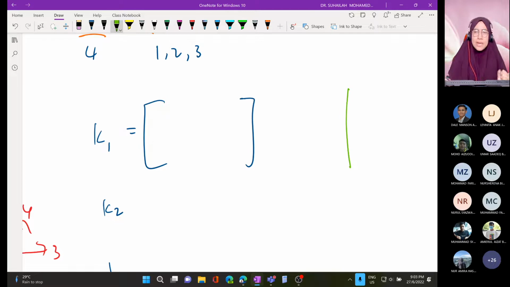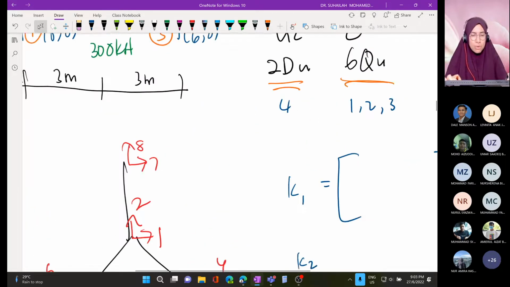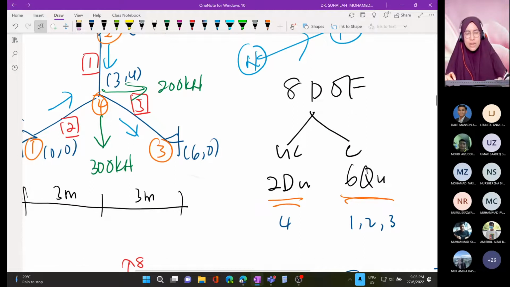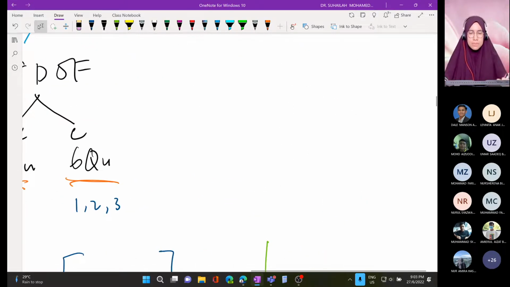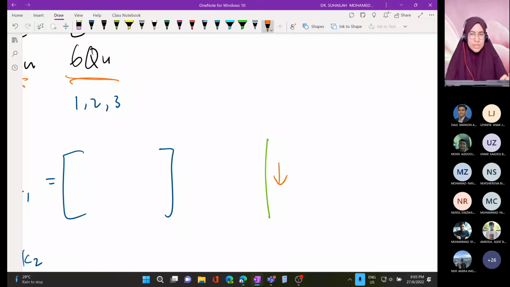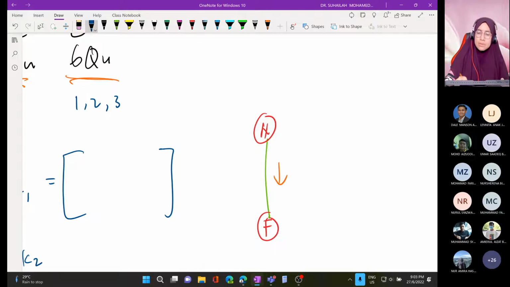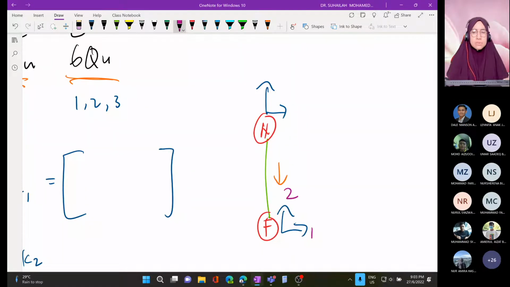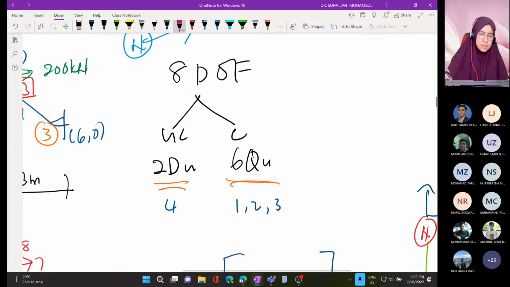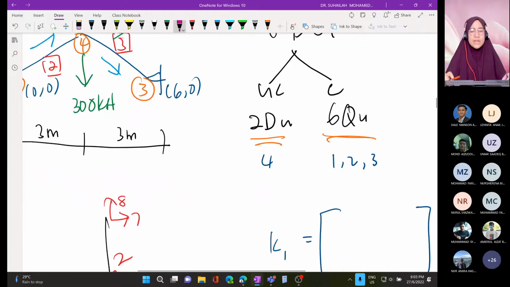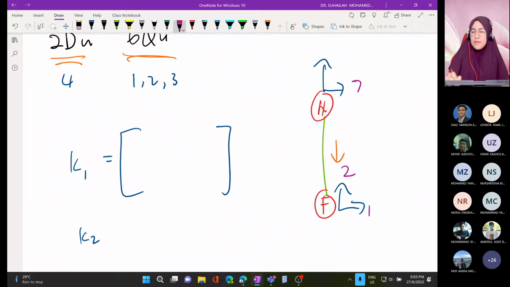Okay, element number 1. Based on the arrow, the arrow is in the downward direction. From the arrow, this is the near node and this is the far end node, near and far. At the near node we have X and Y, and at the far node we also have X and Y. This is 1 and 2, and near is 7 and 8.